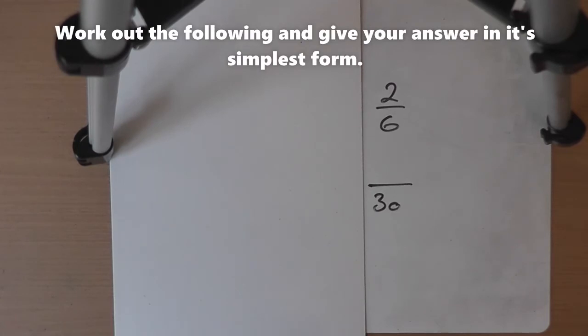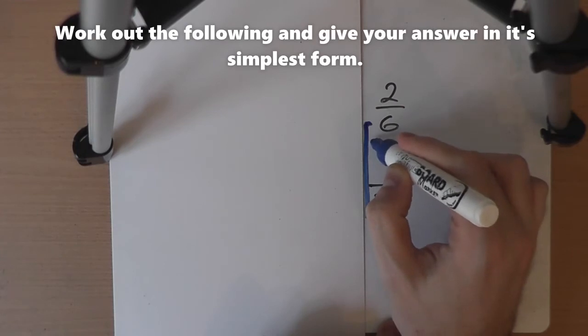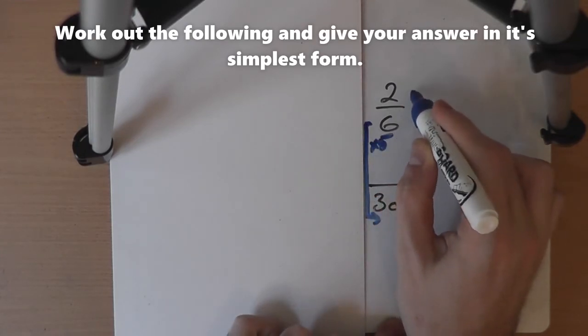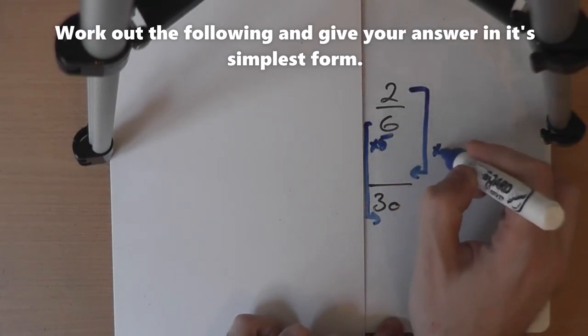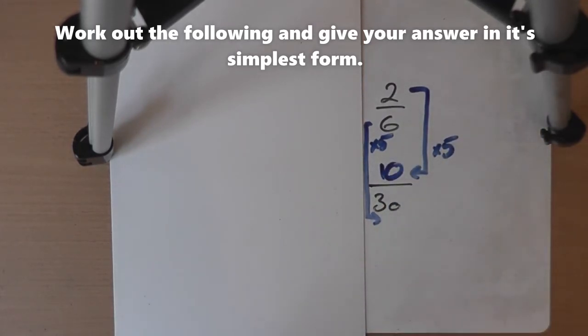We can now look at the other one. We can look at the 2 sixths. And we're going to try and rewrite this one so it's out of 30. So I ask, how have we got from 6 to 30? Well, to get from 6 to 30, we have times by 5. To keep the fractions equivalent, I have to do the same on the top, and I've done 2 times 5 on the top to get 10 out of 30.